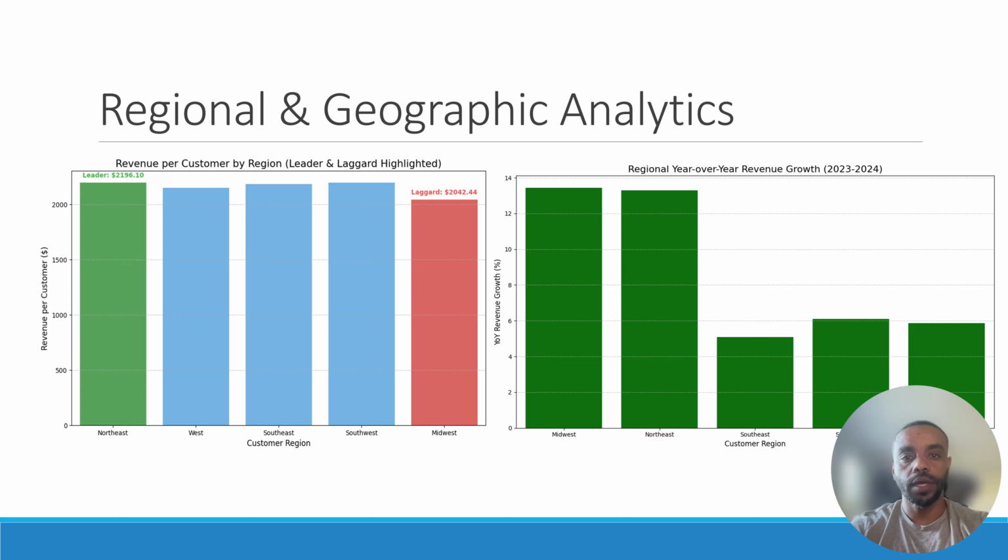For regional and geographic analysis, we created a regional performance scorecard and noticed the Northeast is the leader by total revenue and revenue per customer. We have also noticed that the Midwest region has the highest year-on-year revenue growth, followed by the Northeast. Based on this regional analysis, management could strategize for growth by focusing on regions like the Midwest.